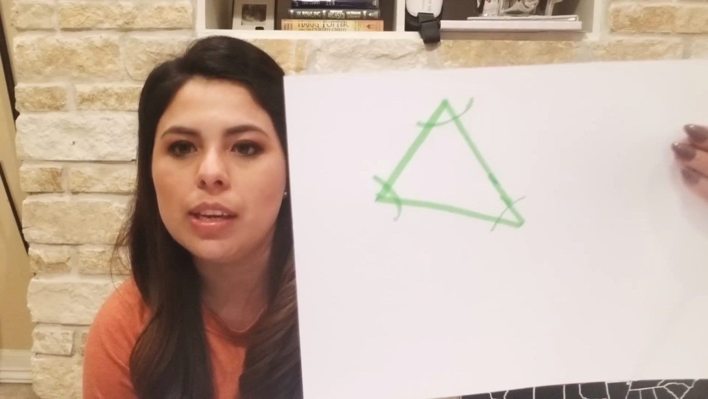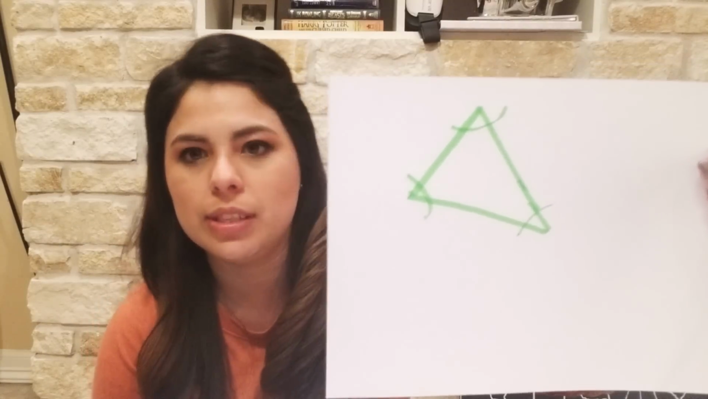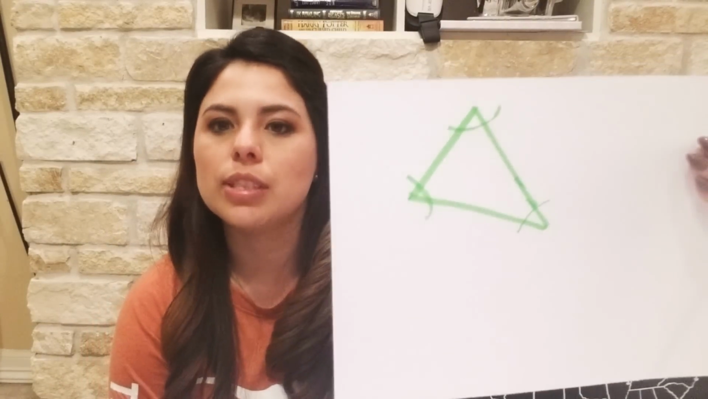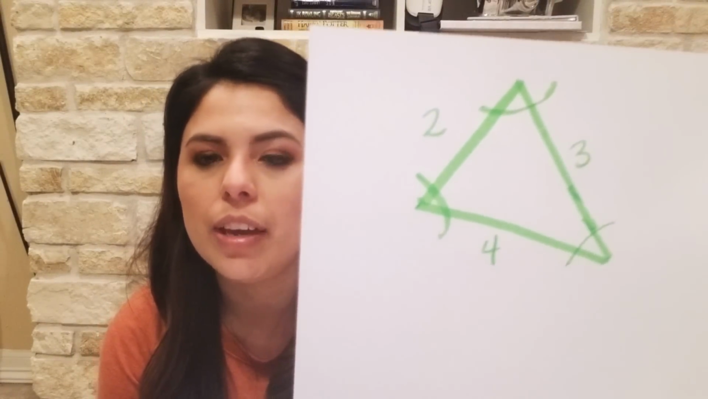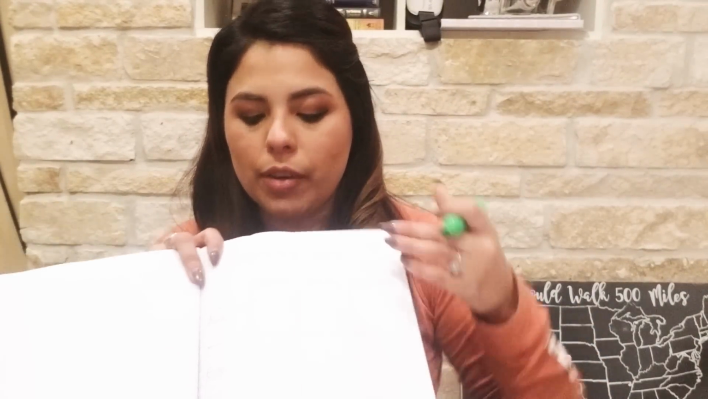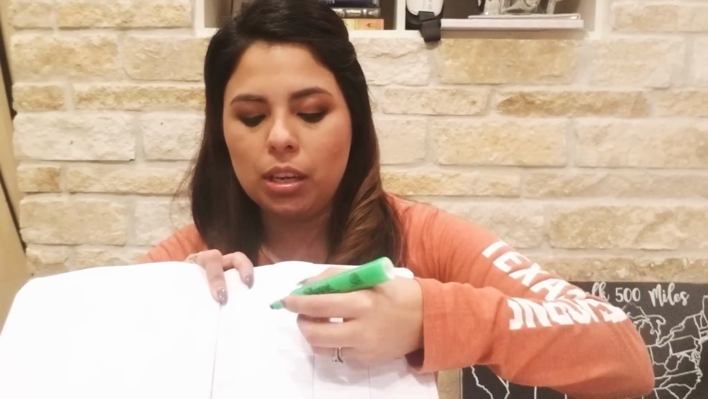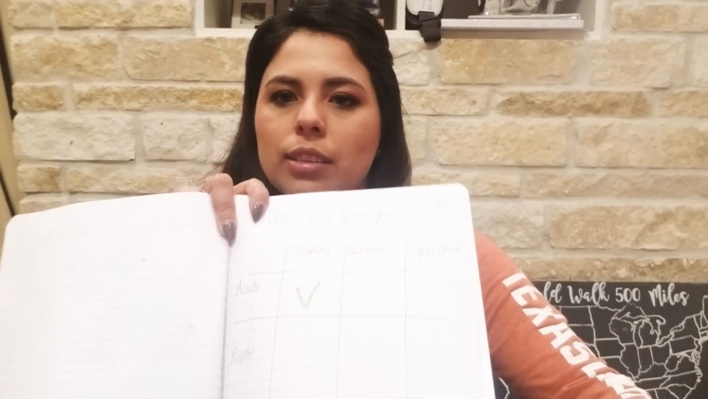Now, can it be scalene where none of the sides are equal to each other? Because that's what scalene means. None of your sides are equal to each other. It looks like I could. Like maybe, for example, this one could be 2, this one could be 3, and this one could be 4. Okay, so it is possible to have an acute scalene triangle. So on my chart, right here where scalene and acute meet, I'm going to put a check mark because I can have a triangle that is acute and scalene.